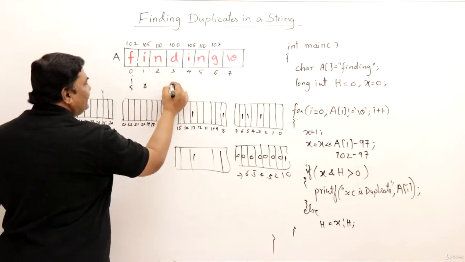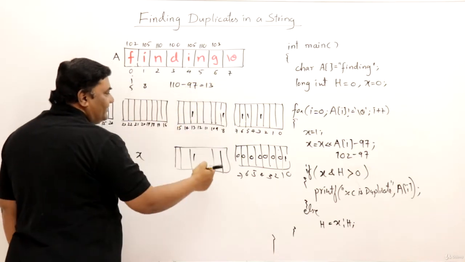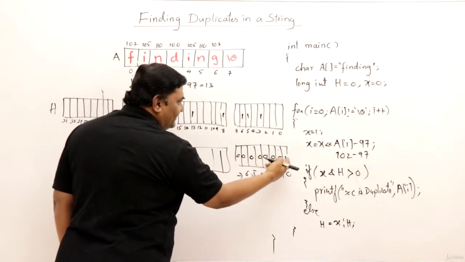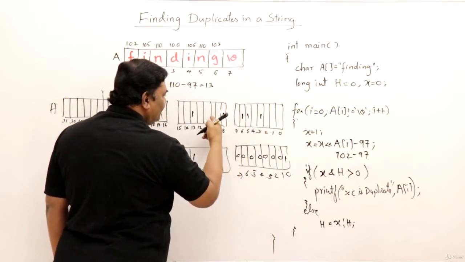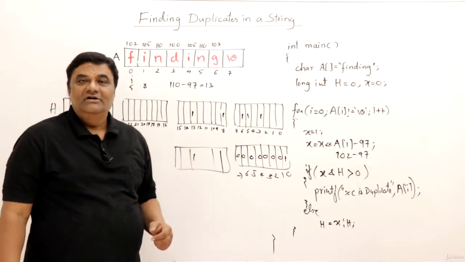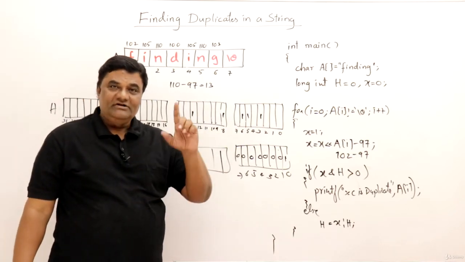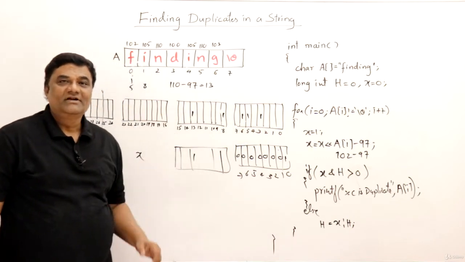How many times? See, 110 minus 97, so this is 13. So it should be moved 13 times from here. I will show it here: 1, 2, 3, 4, 5, 6, 7, 8, 9, 10, 11, 12, 13. So it will come here. Then we'll perform masking to know whether it's already on. If not, we will set it by merging.